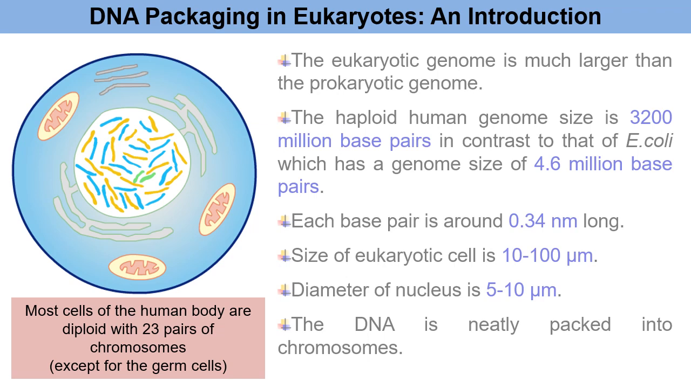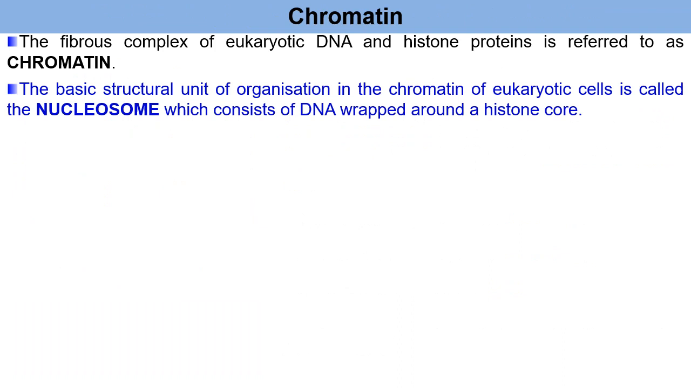If we consider the cells of the human body, most cells of the human body are diploid with 23 pairs of chromosomes. Now what does this mean? This means that the DNA in each cell is neatly packed into these 23 pairs of chromosomes. It is fascinating to understand how remarkably the DNA is tightly packed to fit inside the nucleus, which has a diameter of only 5 to 10 micrometer in every eukaryotic cell.